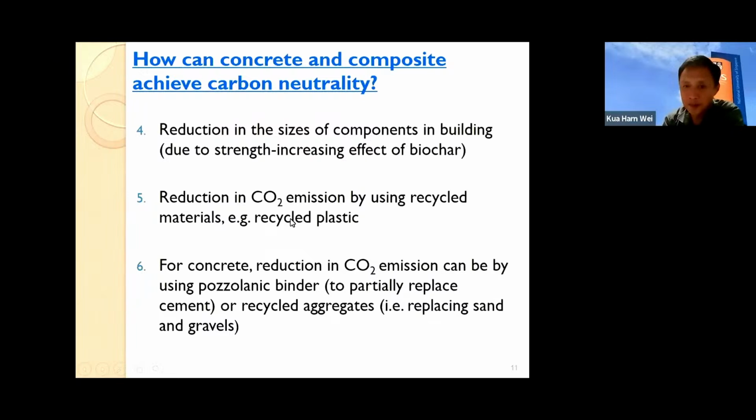Point 5, reduction in CO2 emission can also be realized by using recycled materials. For example, the use of recycled plastic in concrete or any kind of composite medium, or any type of concrete.